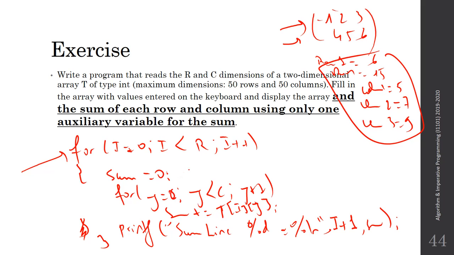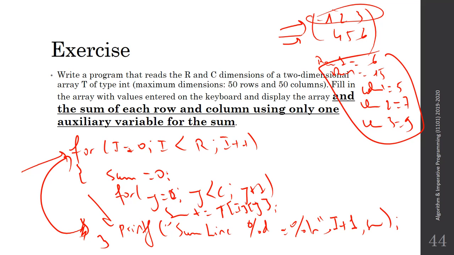So first sum equal to 0. Then when I'm in the loop, sum equal to 1. Then sum would be equal to 3, and then sum would equal to 6. So now j is equal to c. So I have finished the first row. I would printf sum line 1 equal to 6, and then I will move to another iteration. I will move to i equal to 1.